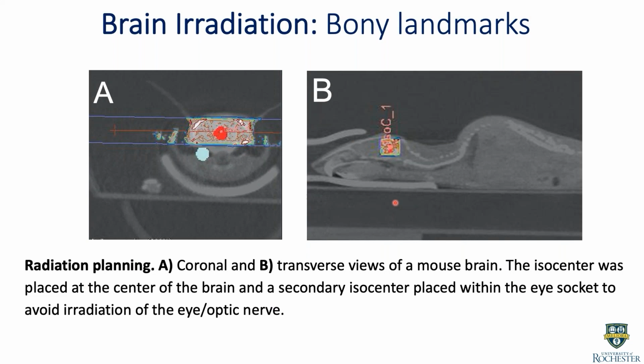So let's start with some studies looking at the effects of radiation on the brain in a murine model. This is work from the labs of O'Banion and Majowski, and also from my lab. We have an interest in defining underlying biological mechanisms of radiation-induced cognitive decline. And in this example, we developed a model for targeted brain irradiation, where the isocenter was placed at the center of the brain, for an APPA treatment. A secondary isocenter was placed in the eye socket to avoid irradiation of the eye and the optic nerve.